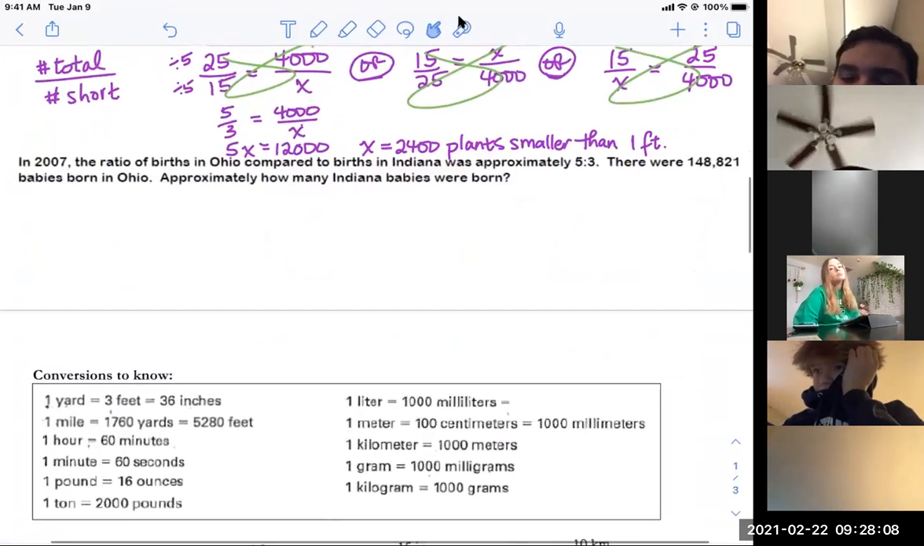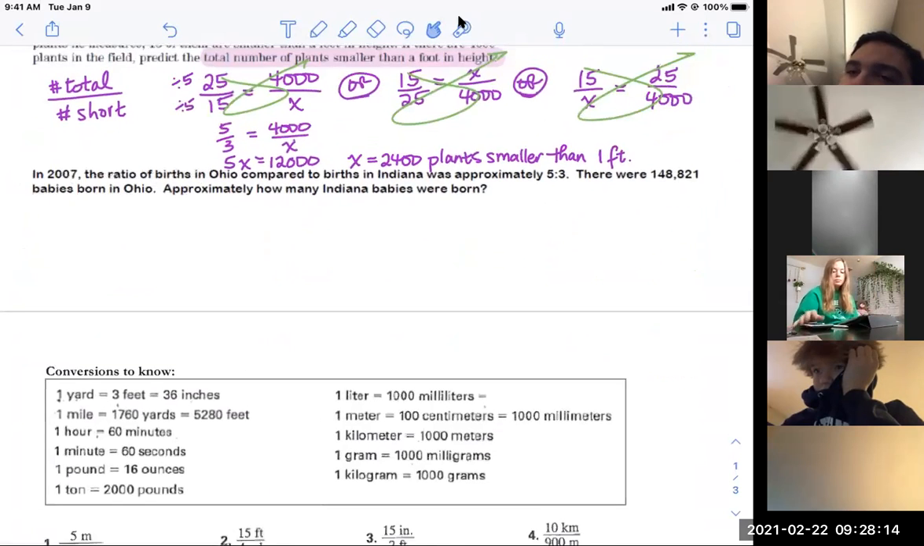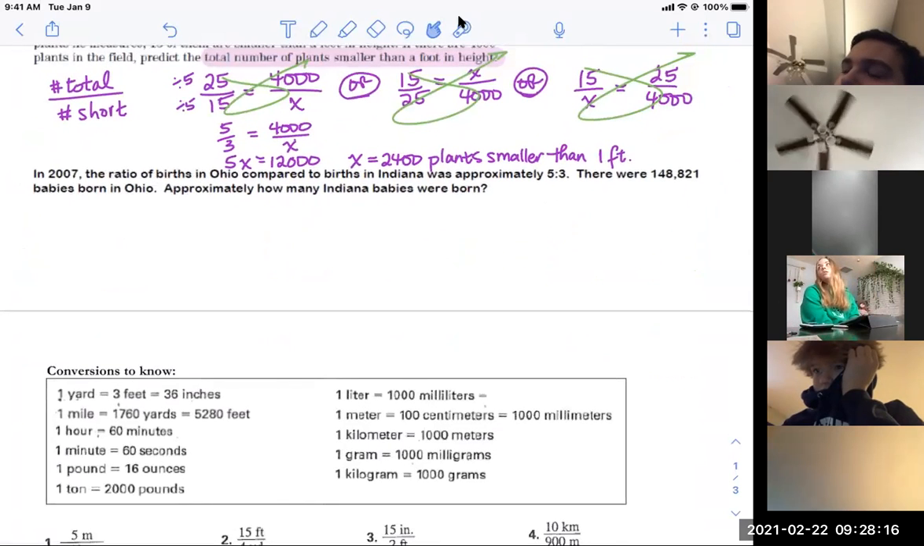Okay, in 2007, the ratio of births in Ohio compared to births in Indiana was approximately 5-3. There were 148,821 babies born in Ohio, and we're trying to figure out approximately how many Indiana babies that would correspond to. Okay, so Derbla, give me a proportion that we could use.